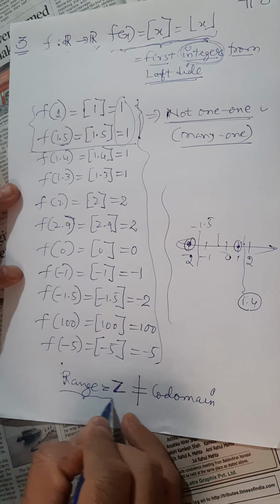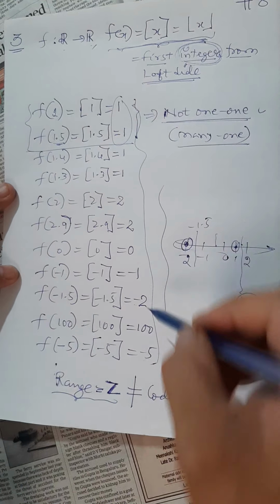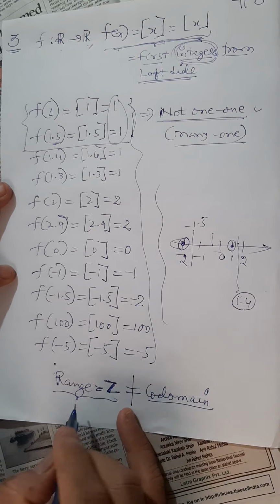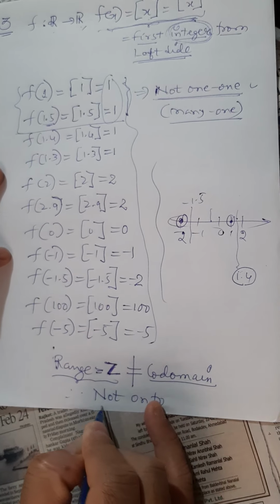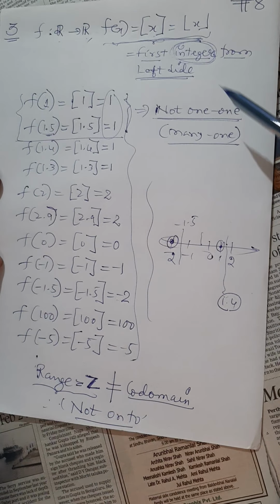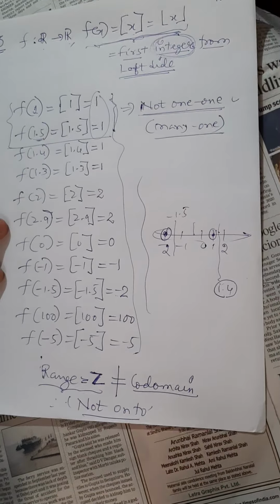You know this much even from 11th standard. The range of this box function is Z, which is not the codomain. So it is not an onto function. Not 1-1 as well as not onto.